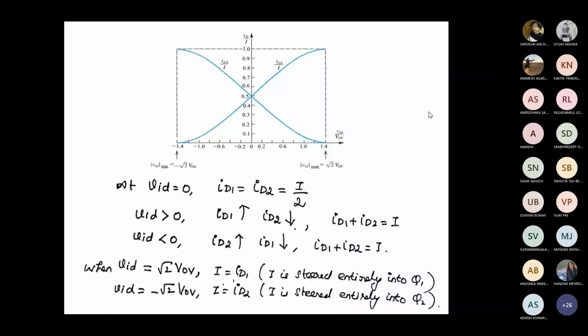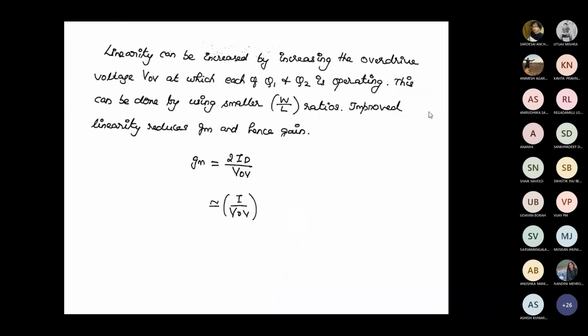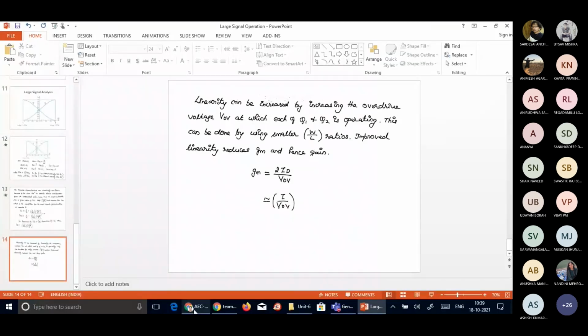This is the analysis showing the variation between the input differential signal and the output drain currents ID1 and ID2. Okay, so any doubts? I will stop here for today. We will do some numericals based on this in the next class.